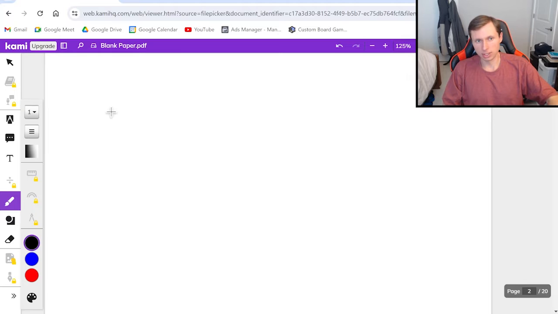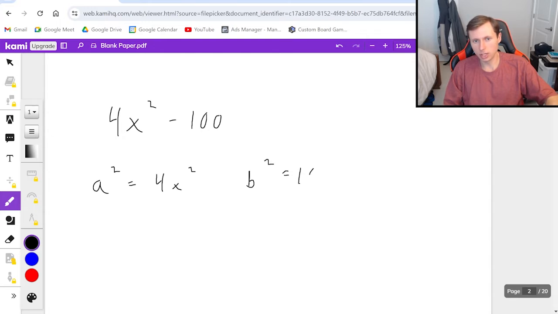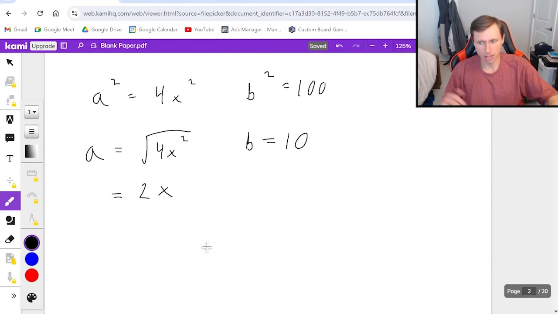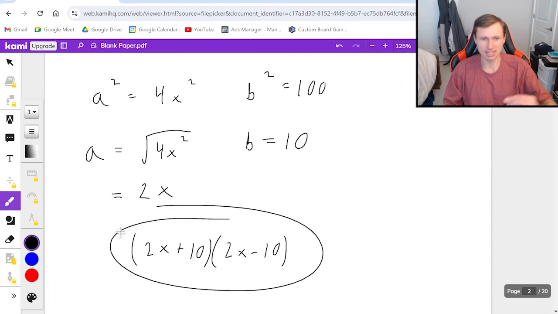So here's the first one. 4x squared minus 100. Starting off with a good one. So first I would say that a squared is 4x squared and b squared is 100. Hopefully you know the square root of 100, that's just going to be 10. But for a, if I want to take the square root of 4x squared, that's just going to be the square root of 4, which is 2, times the square root of x squared, which is x. So this becomes 2x. I take the square root of each separately. And then when I put it together for my final answer, it's going to be 2x plus 10 times 2x minus 10, and that's the answer.